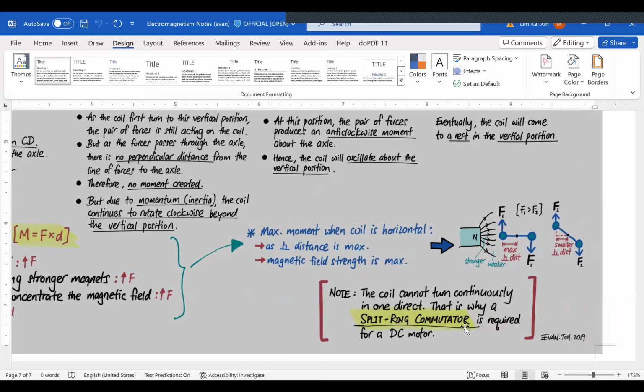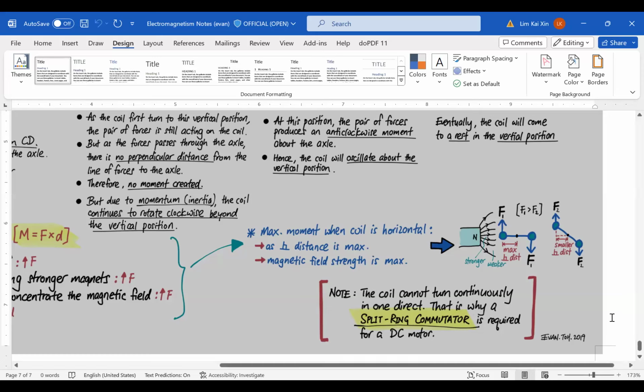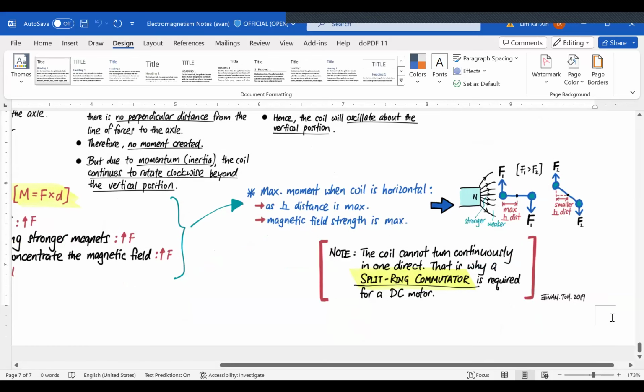DC motors are used in appliances that need to have rotational motion. For example, your fan. You switch on the fan, it converts the electricity into kinetic energy to spin your fan blades. You don't see a fan that is being spun clockwise and then anti-clockwise, clockwise, and then eventually stops spinning. But this will happen if you do not use a split ring commutator in your DC motor. So this is basically the working principle of a DC motor.